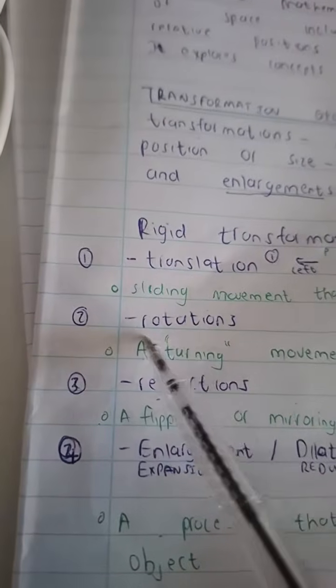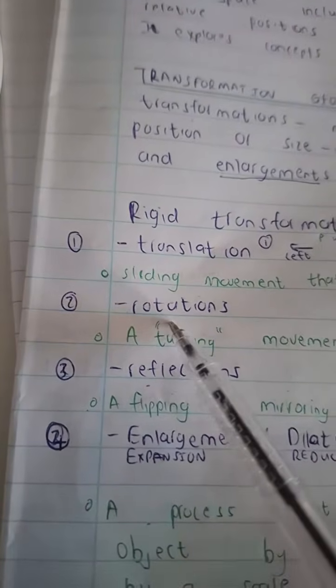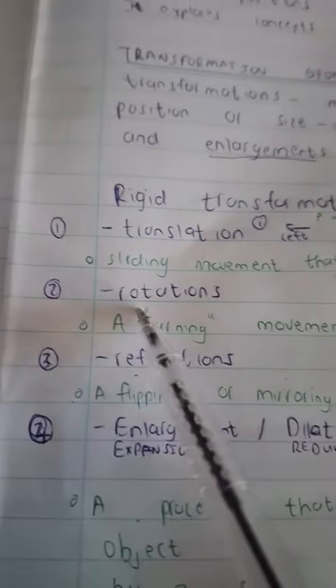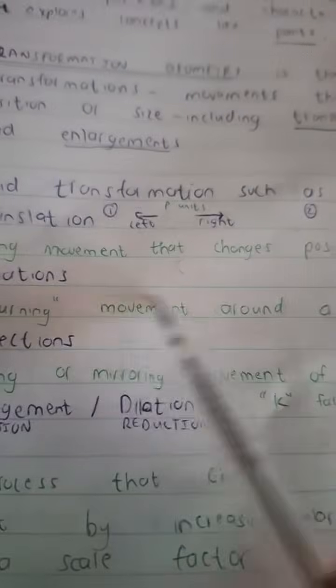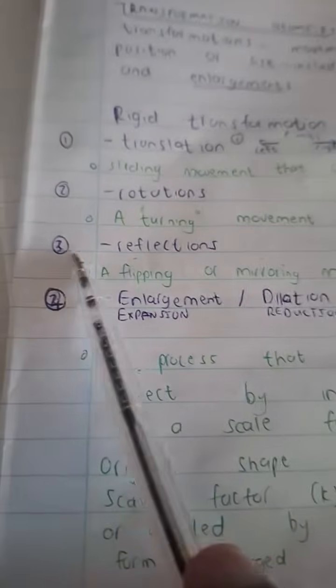Then we have another type of transformation, which is called rotation. What is rotation? Rotation is a turning movement around a fixed point by a certain angle. I repeat, rotation is a turning movement around a fixed point by a certain angle. All right, that's rotation.